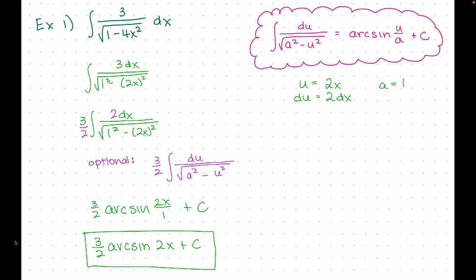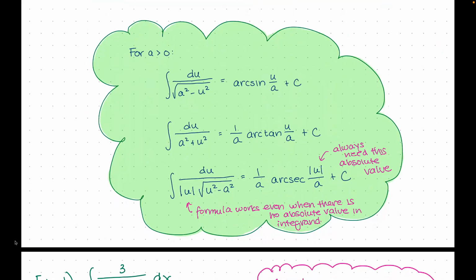So you just want to rewrite it so that in the radical you've got a squared minus u squared, and that you have du on the top. That's it. And then if I go back to the formulas, the other ones are going to work very similarly.